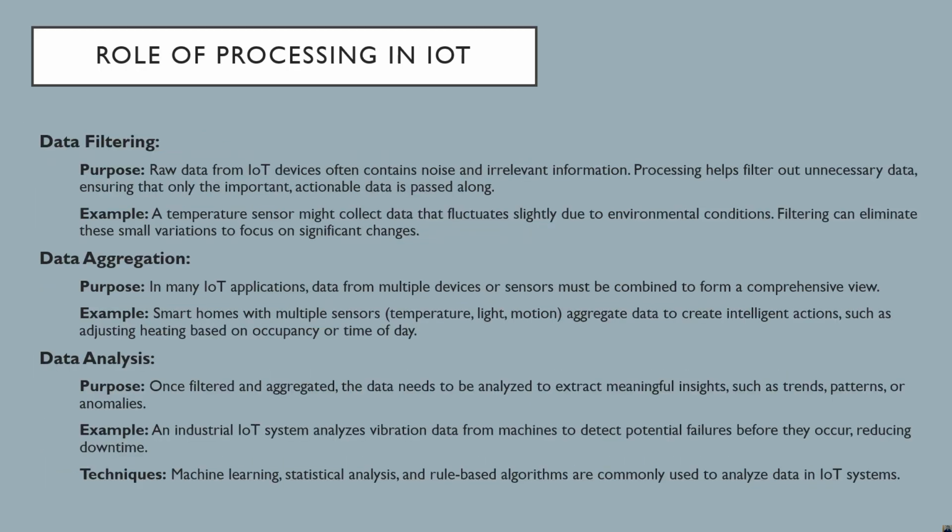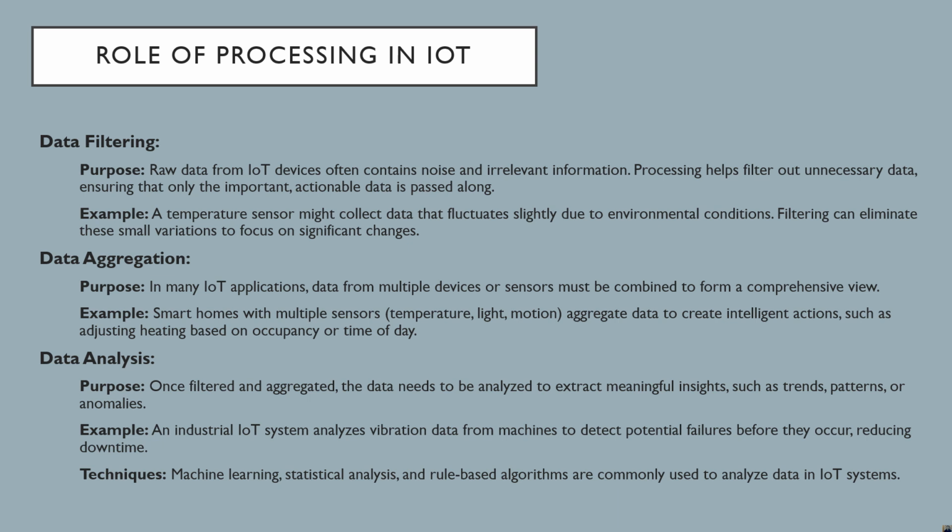Next, moving on to the role of processing in IoT. First comes data filtering. The purpose is that the raw data from IoT devices often contains noise and irrelevant information. Processing helps filter out unnecessary data, ensuring that only the important actionable data is passed along. For example, a temperature sensor might collect data that fluctuates slightly due to environmental conditions. Filtering can eliminate these small variations to focus on significant changes.